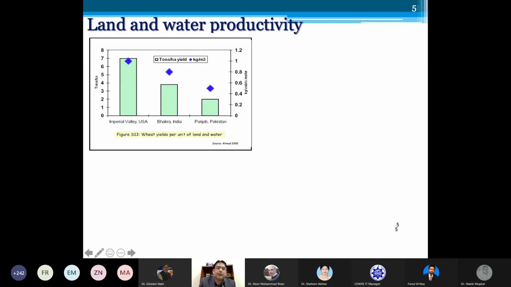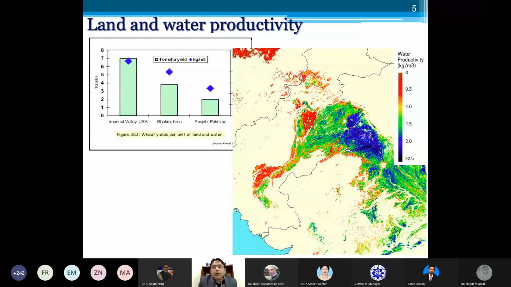Our water productivity is also lower as compared to India, and our land productivity is also lower. So we are not smart enough to work on this. This slide you can see over here is basically taken up for the wheat water productivity.